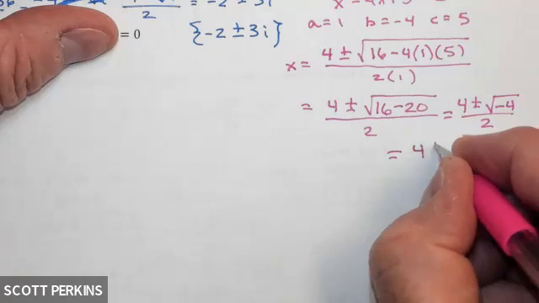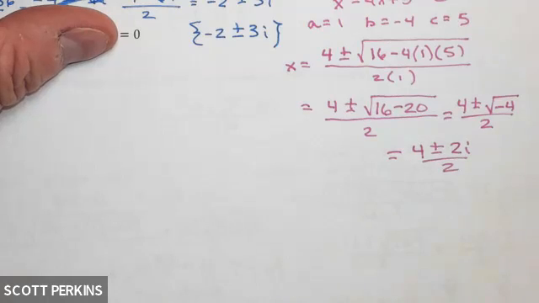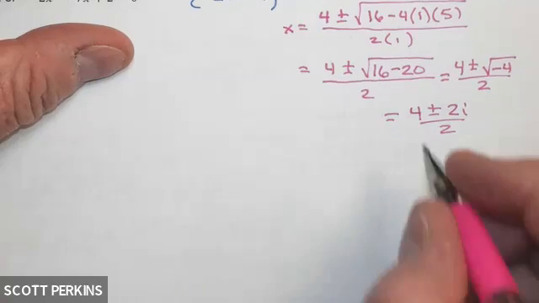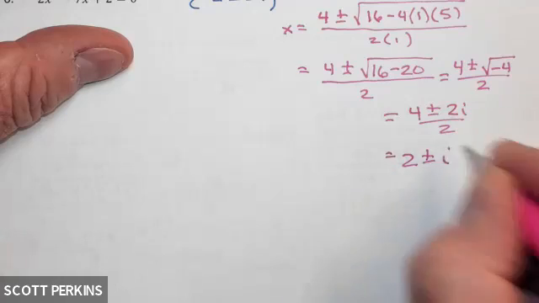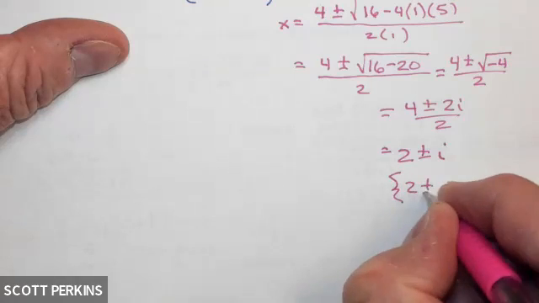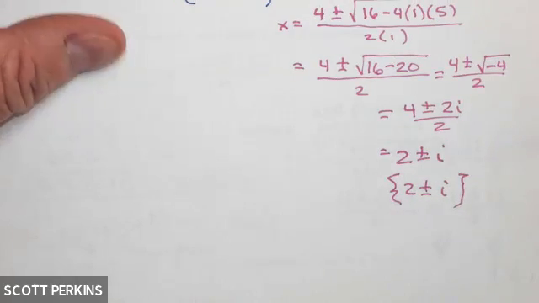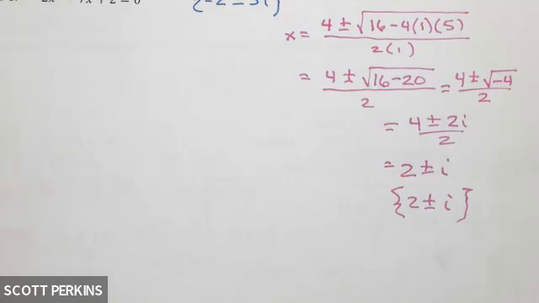And so that's 4 plus or minus 2i over 2. I can divide that 2 into both parts again. And so 4 over 2 is 2, 2 over 2 is 1i. So there's my two answers, which I then write as a solution set: 2 plus or minus i. There's two answers. There's the complex number 2 plus i, then the complex number 2 minus i, are both solutions of that quadratic equation. All right, one more.